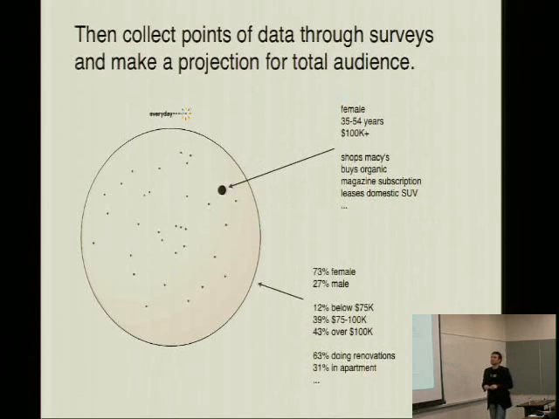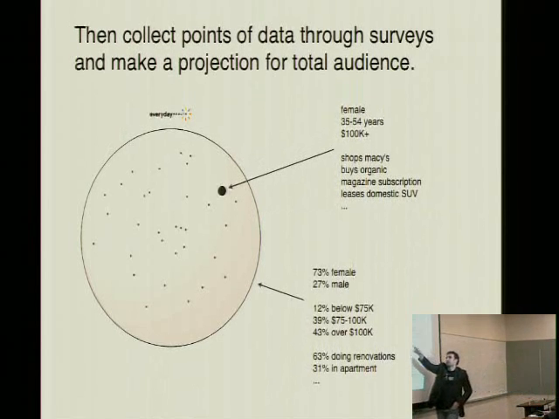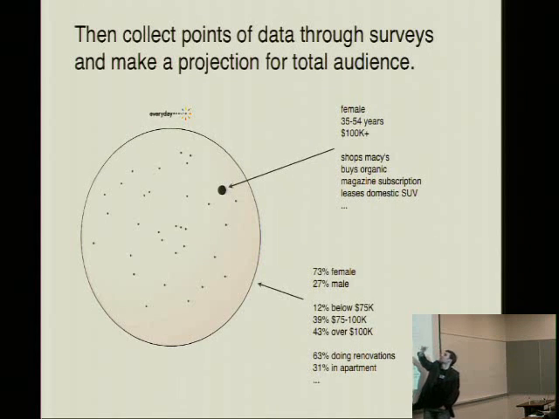We know that the person that landed here on Monday at 9 a.m. and was looking at a recipe for carrot cake was female in this age group, and they shop at Macy's and they buy organic food and, you know, 20 other things, behavioral and demographic. Much of it self-reported. And then, using basic first-year statistics, we project this across the whole population to within a given margin of error.